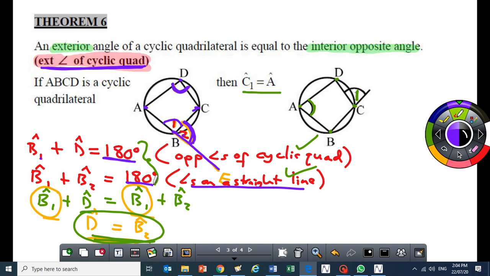Now, you can see that we have B1 here, we also have B1 there. If I take this B1 to the left, it will cancel out with this one. Or if I take this B1 to the right, it will cancel out with that. So I'll be left with D on the left and B2 on the right, which means angle B2 is equal to angle D. An exterior angle of a cyclic quad is equal to an interior opposite angle. Okay? And then we are done.